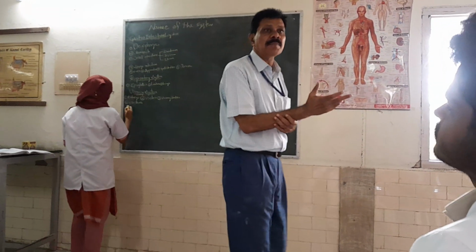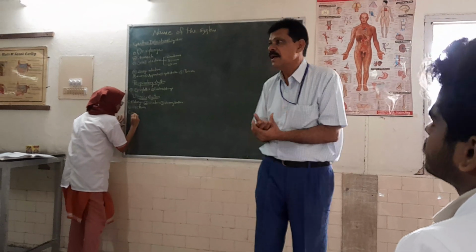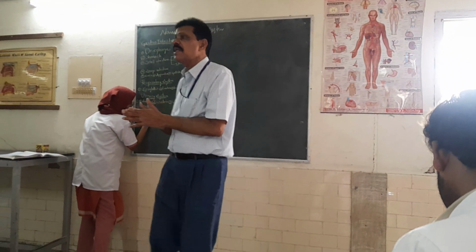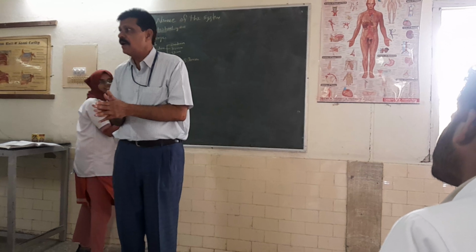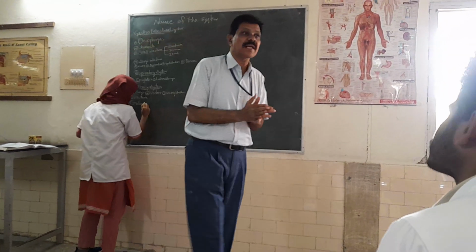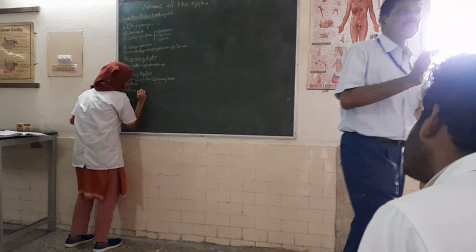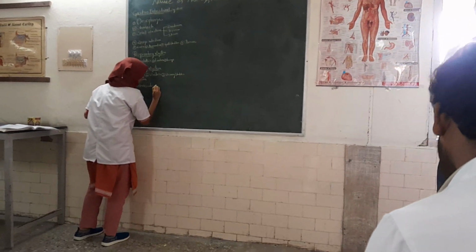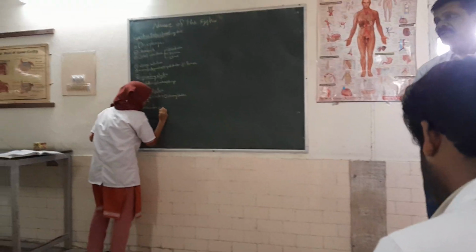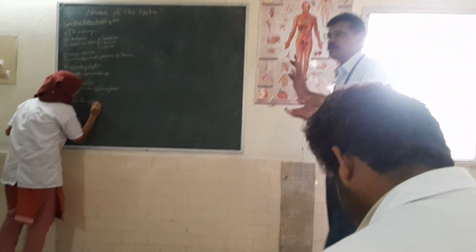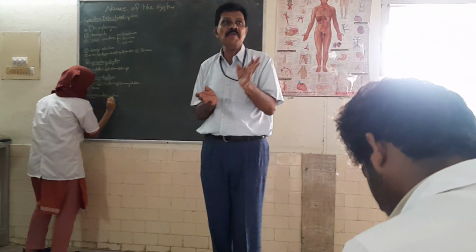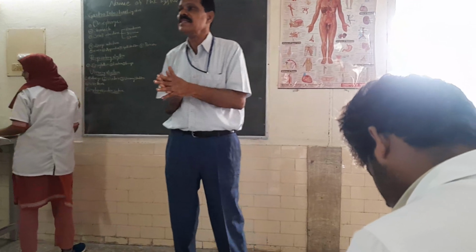What is that epithelium? Anybody in the class? What is the special epithelium in the urinary system? Very good. Transitional epithelium is present in the urinary system, in the ureter as well as the urinary bladder. Even some part of the urethra, the prostatic urethra, also consists of this transitional epithelium.